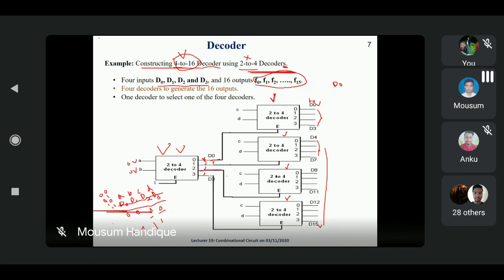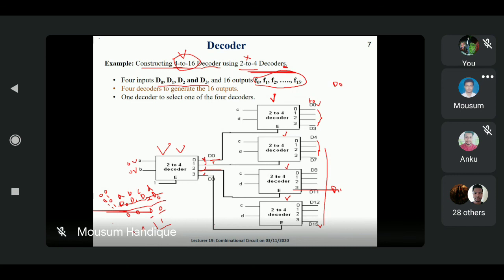And after that, this particular line is connected to this particular decoder. That means this decoder is active. Decoder number 3 is active. And out of the 4 input lines, which particular line is active? 1, 1. 1, 1 means 0, 1, 2, 3. D11 is active.